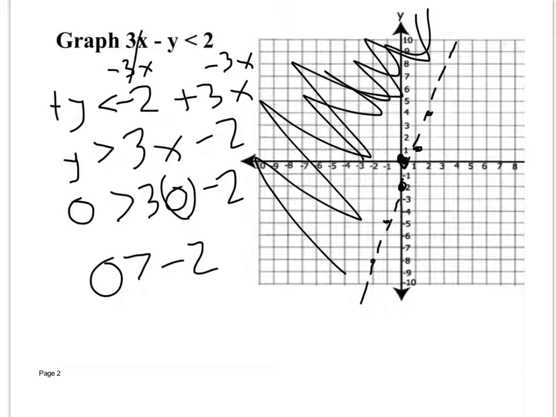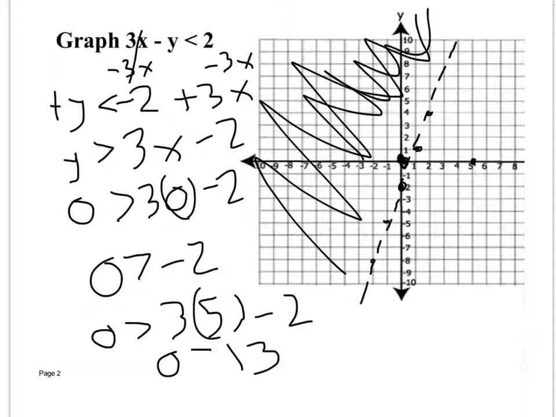Let me pick a point on the other side. You don't have to do this, but let me pick a point on the other side just to prove to you that this comes out right. Let's go with 5, 0. Plug in 5 for x and 0 for y. 15 minus 2 is 13. Is 0 greater than 13? No. So that's why the right side is not shaded. The left side is, because every point on the left side, not including the line, makes this a true statement.